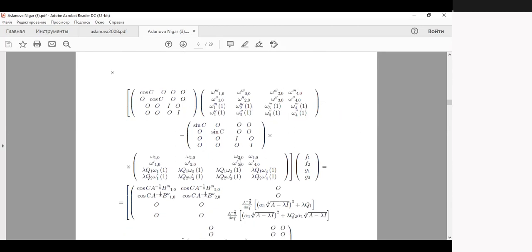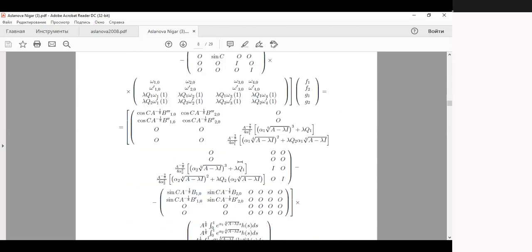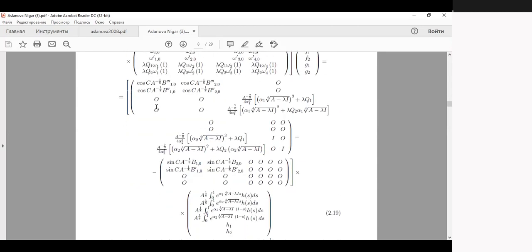This comes from the boundary conditions. This equation comes from boundary conditions. It was enough just for cosine C to be compact. For the others, it was enough to be just bounded.